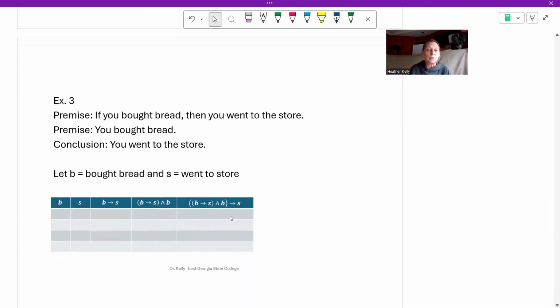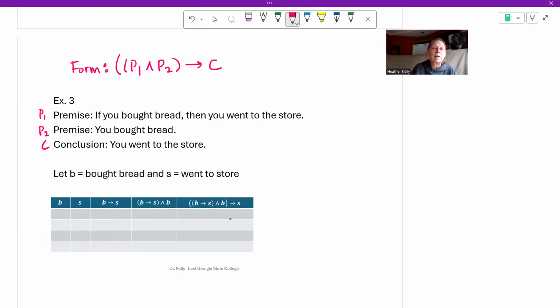So let's take a look here. All right, so what we do is we put the 2 premises together with an and. So this is premise 1, and this is premise 2. And so the form that we're going to use is premise 1 and premise 2 implies conclusion. Okay, that's kind of how it's going to go.